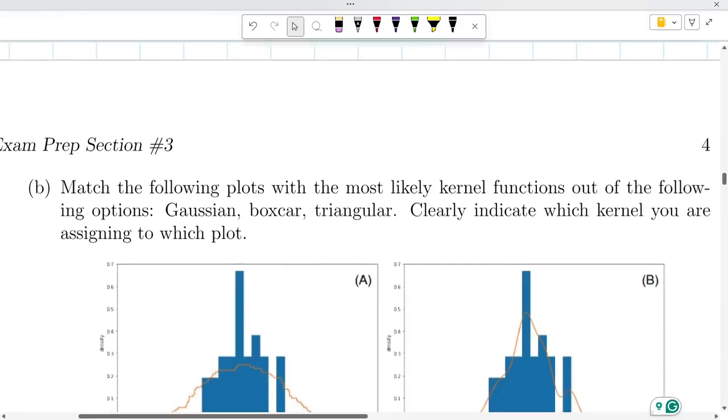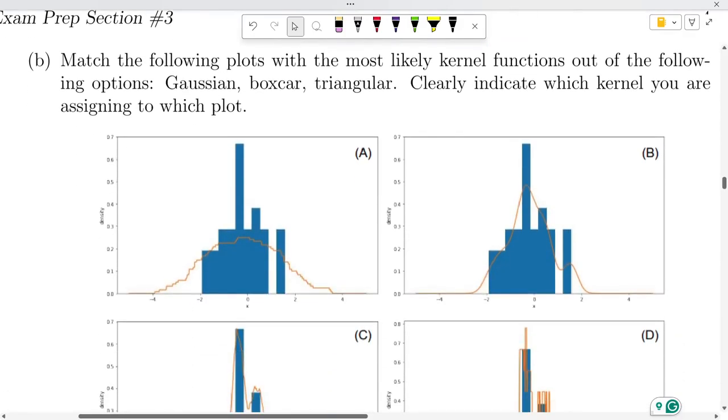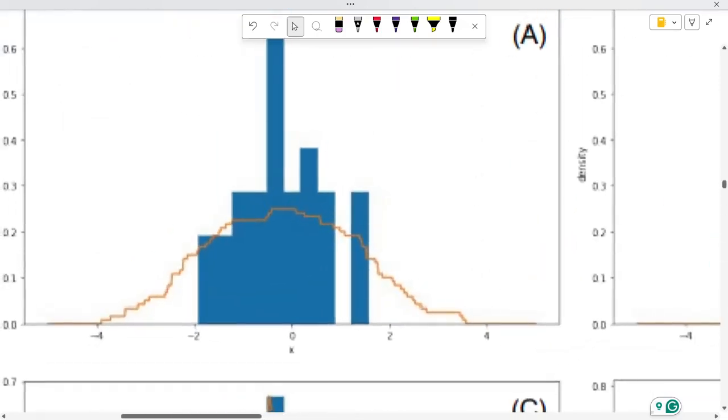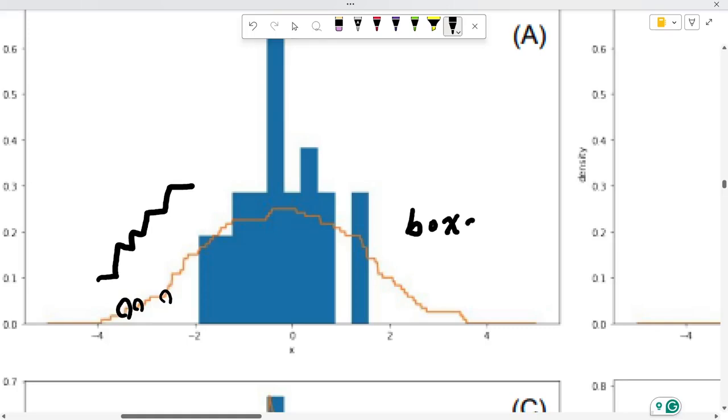All right, now, second. Match the following plots with the most likely kernel functions of the following options: Gaussian, boxcar, and triangle. Okay, so let's look at it one by one. For A, the screen doesn't really show it in high resolution, but we do see here that there are some cubic edges, right? So we can reasonably say that this is a boxcar, because other kernels like triangular or Gaussian should give you something that resembles a peak rather than a bunch of square waves.